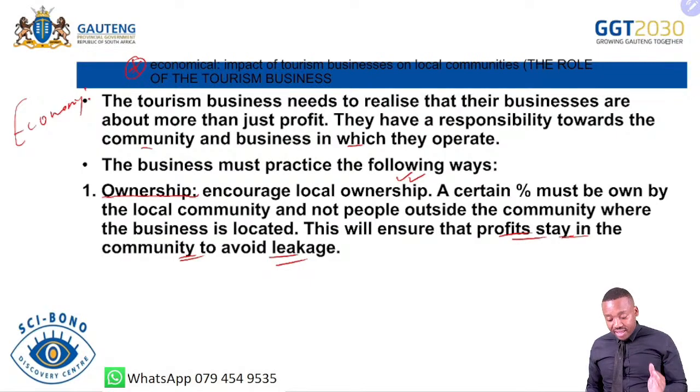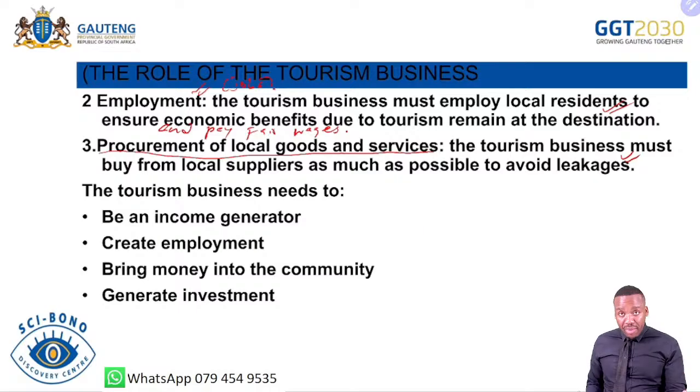Number 1, in terms of ownership, encourage what? Local ownership. A certain portion must be owned by local residents. Number 2, employment. The tourism business has to provide what? Long-term employment opportunities and pay fair wages. Number 3, in terms of procurement, we are saying buy local, support local businesses, and so on.